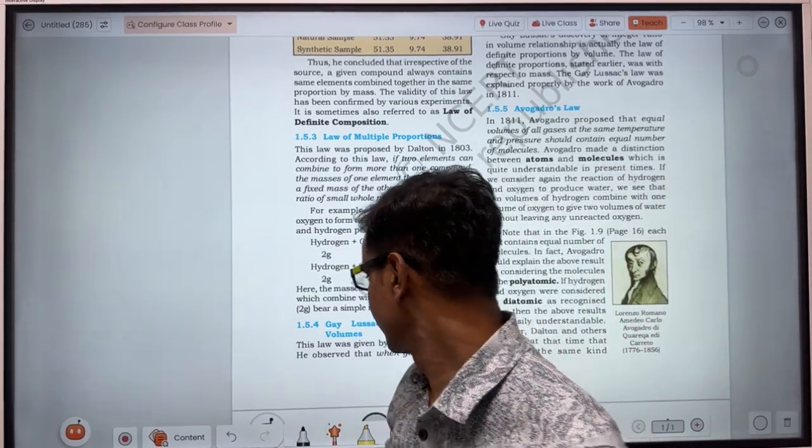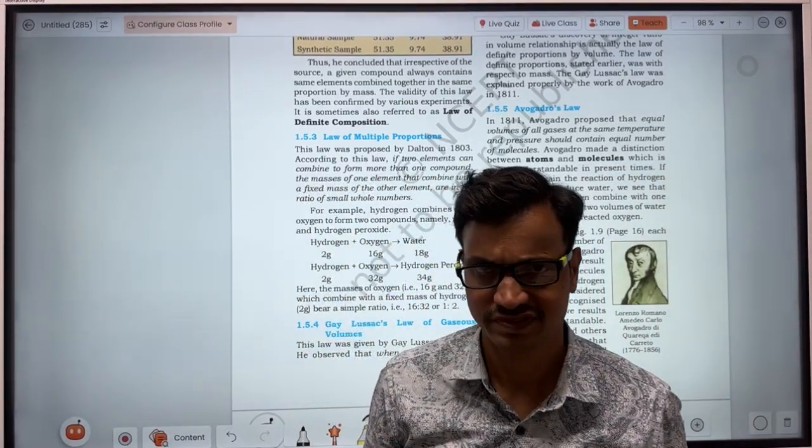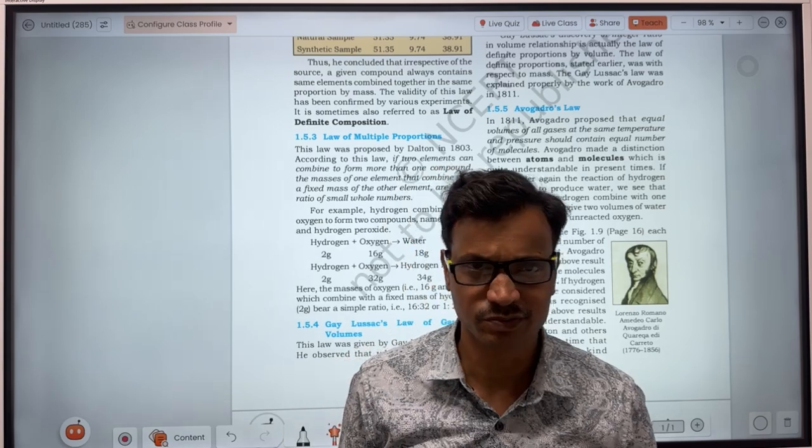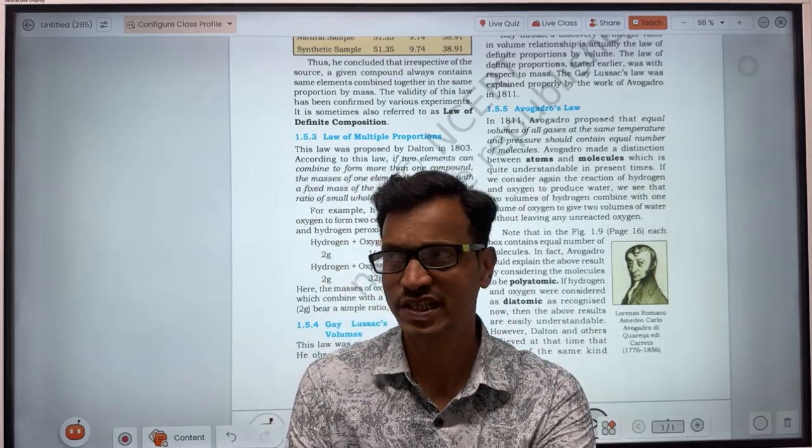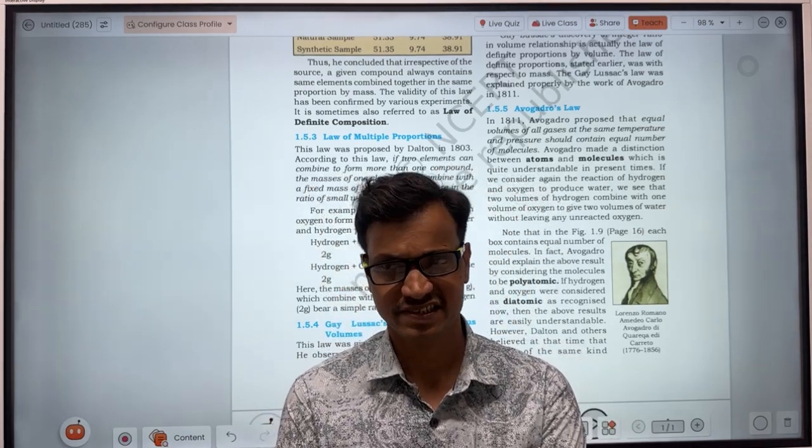Next one is Gay-Lussac's law of gaseous volume. This law is applicable for gaseous reactants.